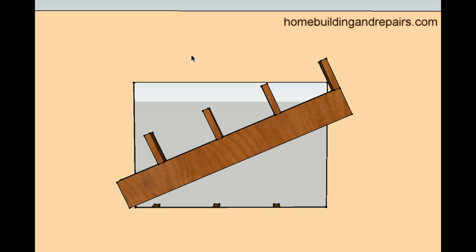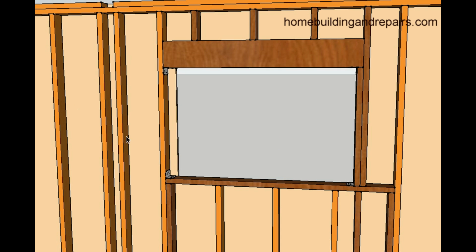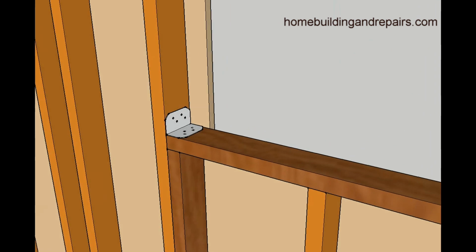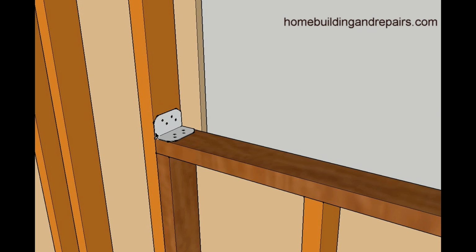So the window header size is going to be critical because it actually needs to fit in the opening. Here's another handy tip you can use building hardware. I believe Simpson has a product that's called an A34 that might work. And you can use this to connect the sills or any other part of the framing that you can actually get a screw or a nail into.